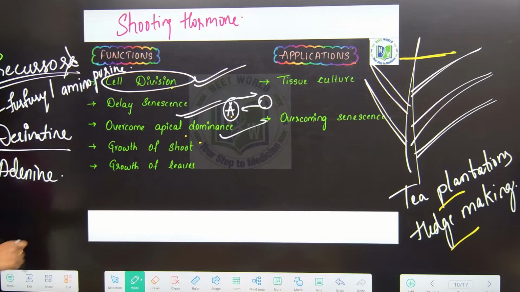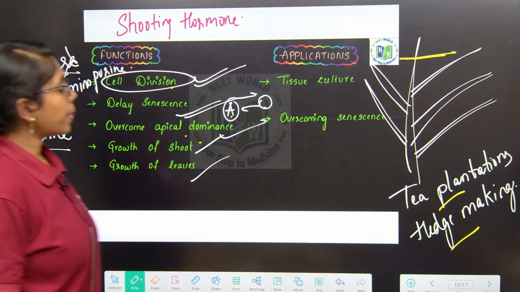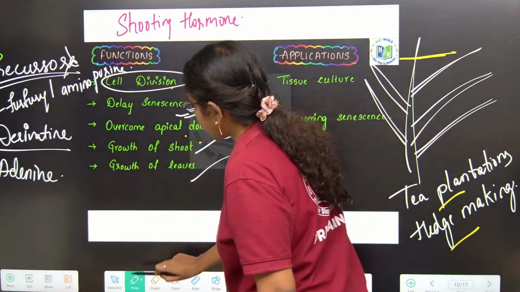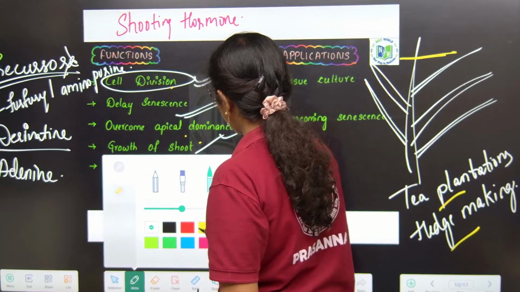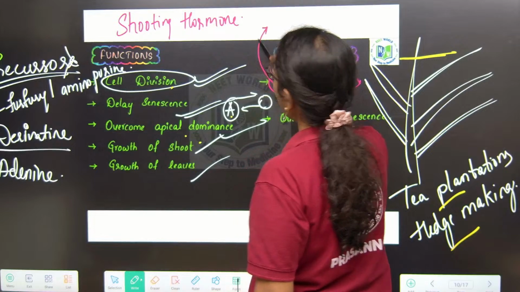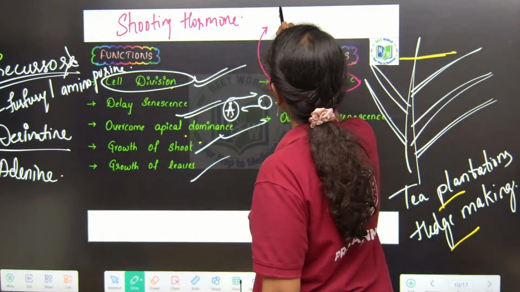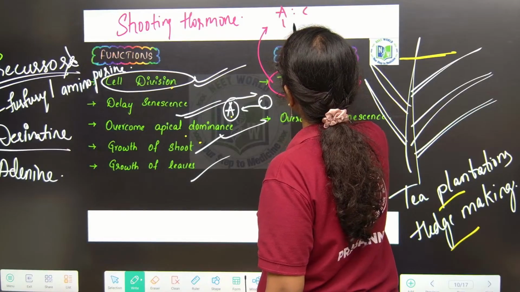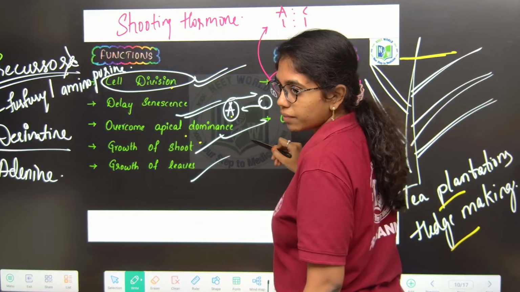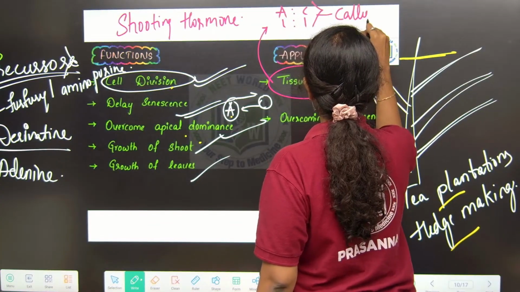Next, these are the common functions we know: growth of shoot and growth of leaves. Then, cytokinins are abundantly used in tissue culture. How? If in tissue culture equal concentration of auxin and cytokinin are given, 1:1, you can see the formation of callus.